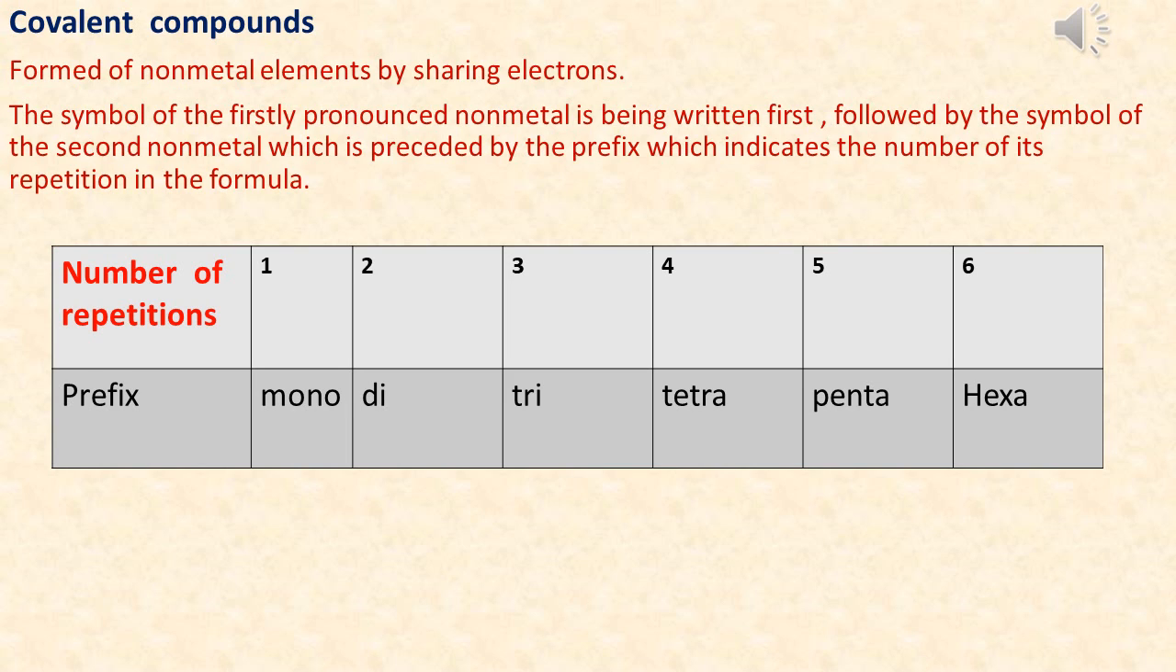Today I'll talk about chemical formulas. First, covalent compounds. As we know, a covalent compound is formed of non-metal and non-metal by sharing electrons. First, I'll talk about the number of repetitions: 1 equals mono, 2 equals di, 3 equals tri, 4 tetra, 5 penta, 6 hexa.